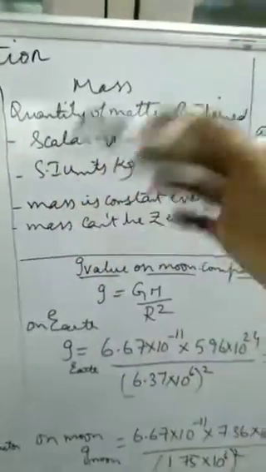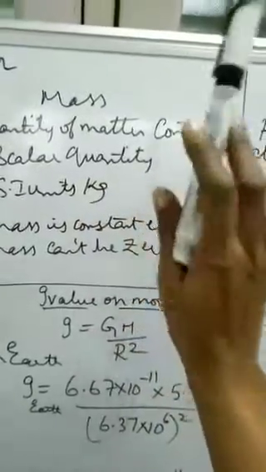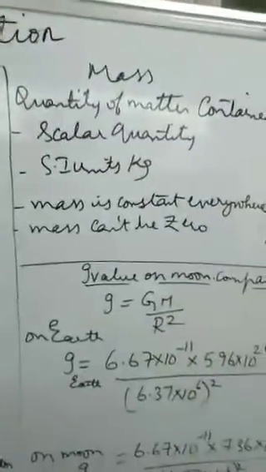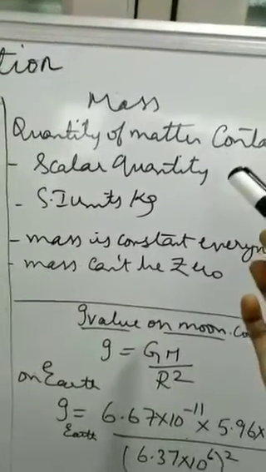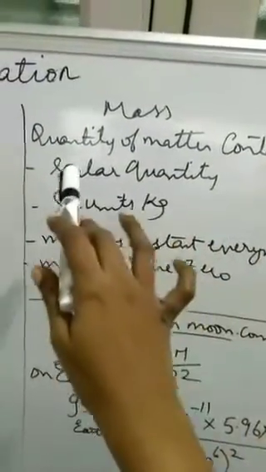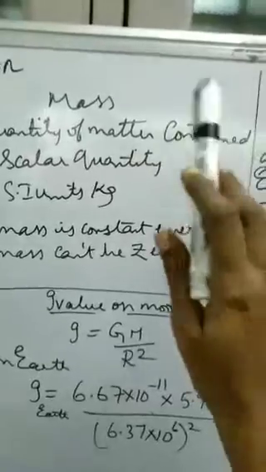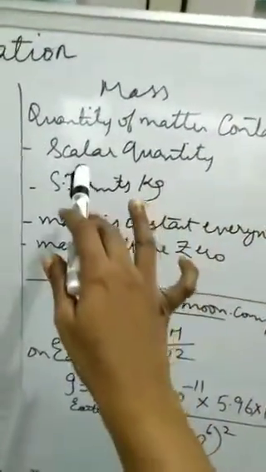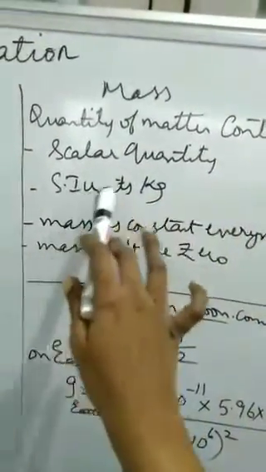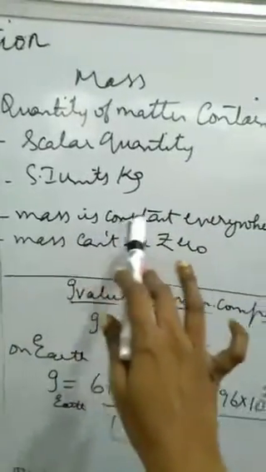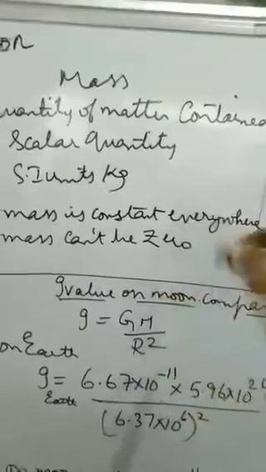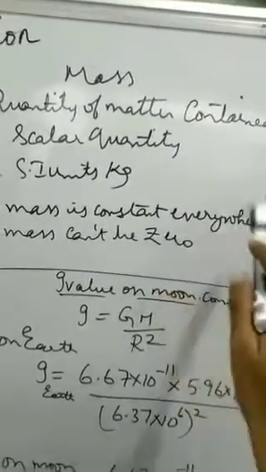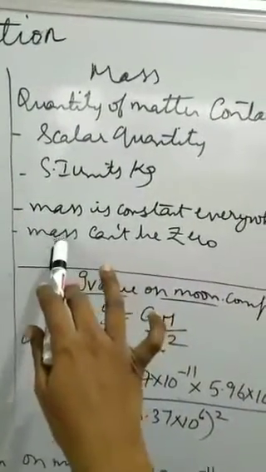Generally, mass means actual quantity of matter contained in a body. For example, a person's mass, you would say, is some 40 kgs or 50 kgs. Like that, the quantity of matter contained in a particular body is mass. It is a scalar quantity and its SI unit is kgs, and mass is constant everywhere. For example, if a person's mass is 50 kgs here, he will be 50 kgs everywhere in the universe. And one more thing, mass cannot be zero. It is a scalar quantity.